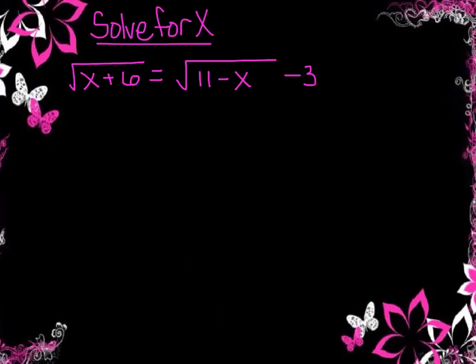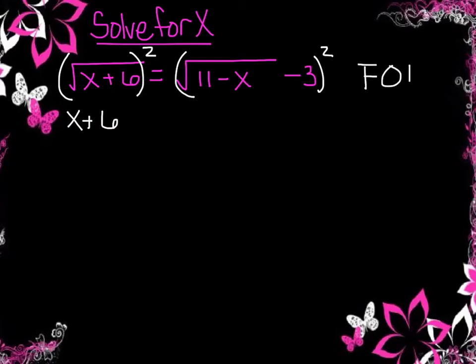And we're going to do one more example, one of these tough ones. So solve for x. We have the square root of x plus 6 equals the square root of 11 minus x, and then minus 3. So remember, we have to square both sides. And when I square the square root of x plus 6, I get x plus 6. But when I square the square root of 11 minus x, all minus 3, I have to FOIL. You have to. It will not work if you don't.